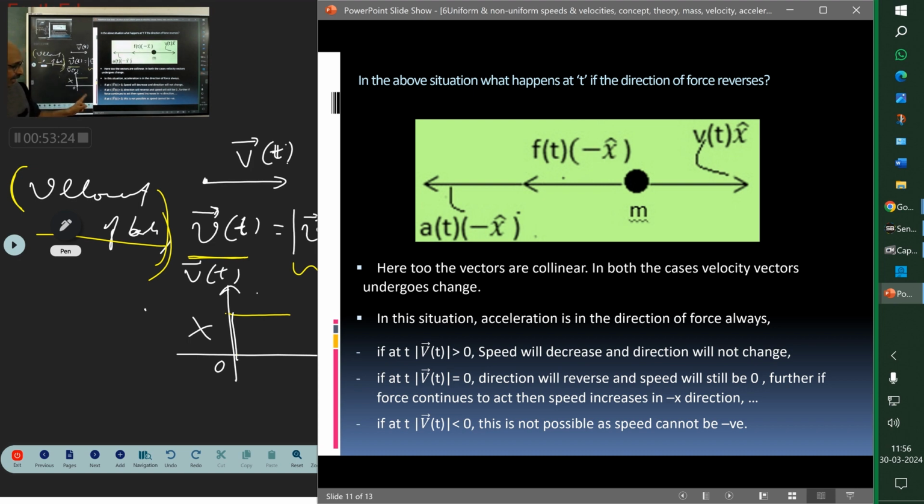Now see, if at time t, modulus v bar of t is less than 0, it cannot happen.